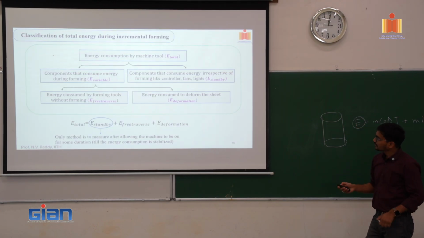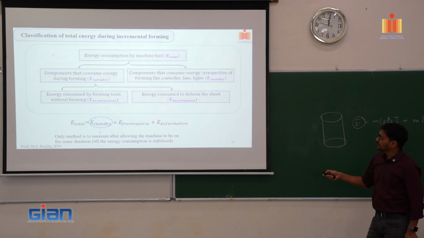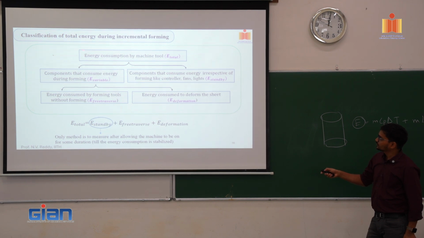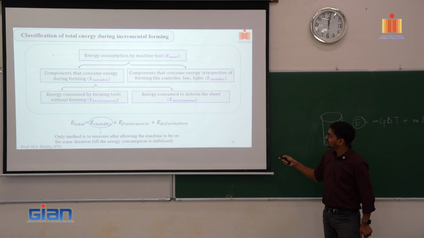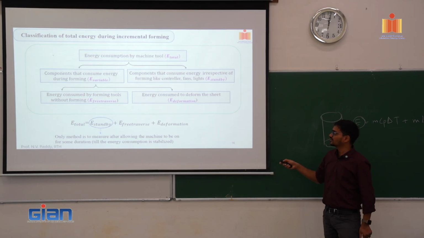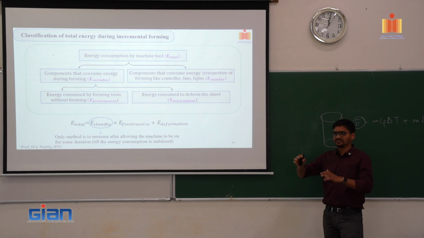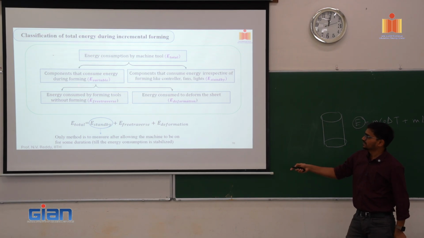So now let's look at the total energy consumption by the machine. We call it E total. What will it consist of? One is the standby part, which is the energy for the controller, fans, and lights. If you start the machine, there will be some base level energy usage. You cannot avoid that. Next is the variable part.